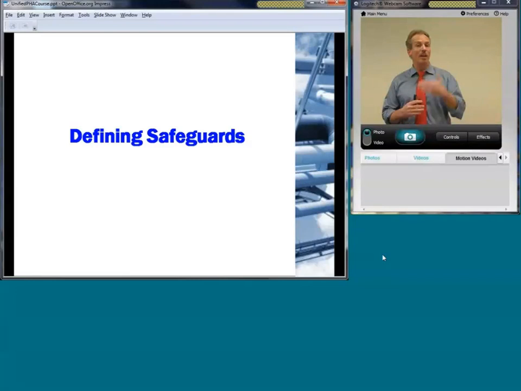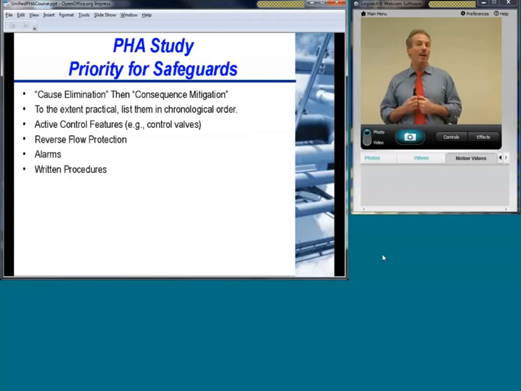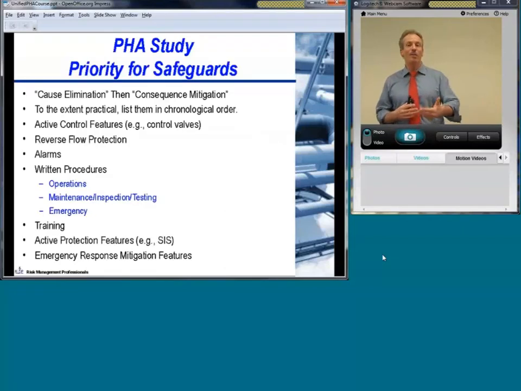Now, another part of that that's heavily equipment-oriented is defining the safeguards. As you remember, we did talk about how to deal with consequences in Module 2. Defining the safeguards is something we want to do right now. A key thing to think about is timing and the priority for the safeguards. The first thing you want to do is talk about eliminating the causes and then mitigating the consequences.